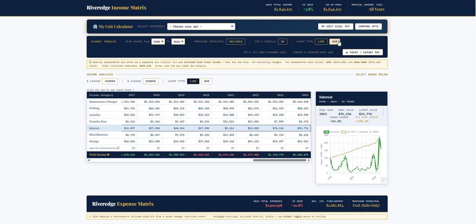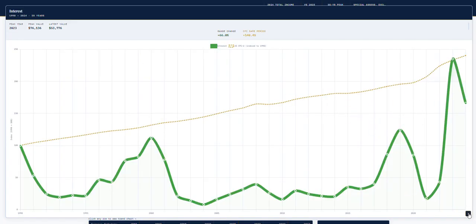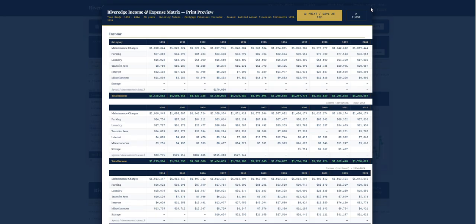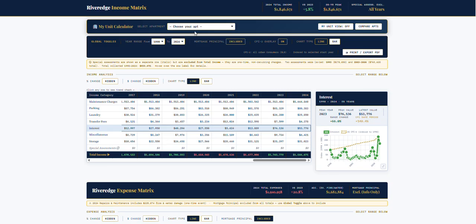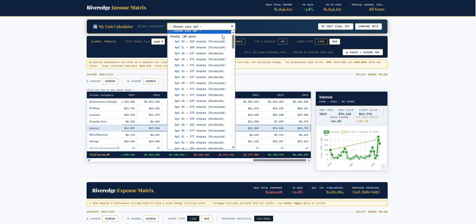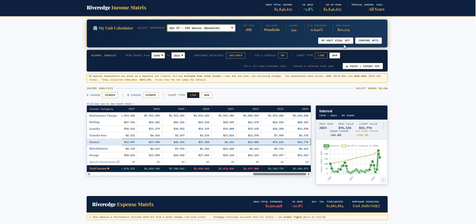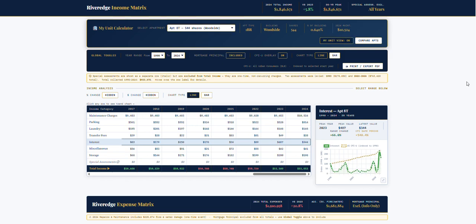And again, you have the option of a line chart or a bar chart, and you can make these larger or smaller, however you choose. You can also print. You have a print function here. And if you want to look at your own apartment, I'll select mine here, 8T, 544 shares. My unit view is on. That breaks everything down for me: 544 shares, on the wood side, one bedroom. I have 0.64% of the total shares.